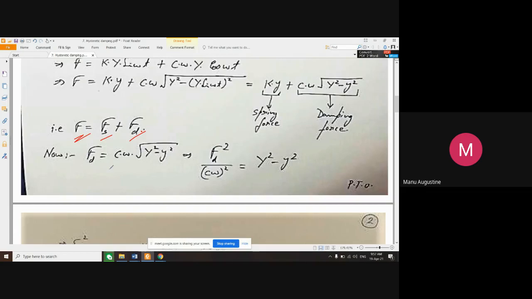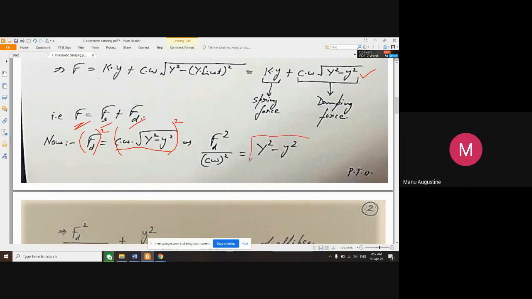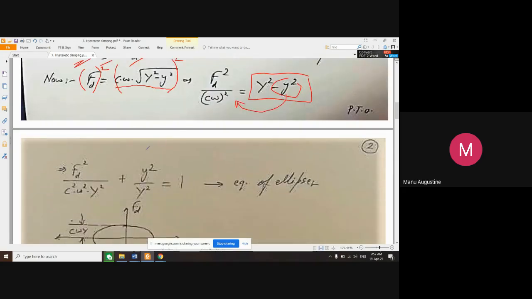Look at this rearrangement. Damping force is C omega under root of capital Y square minus small y square. We have already obtained it. Now what I'm going to do is square both sides. First step is to square it up and then rearrange it like this. Bring C omega whole square below Fd square, and what you are remaining with is capital Y square minus small y square. Now do one more thing. Bring this minus y square to the left hand side. Okay, you will see where we are going.